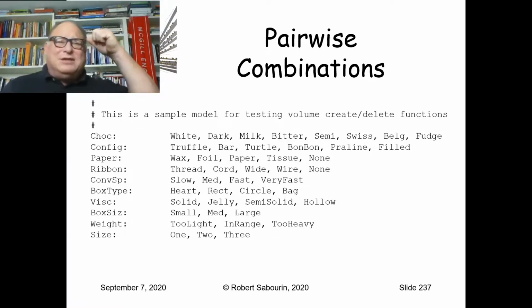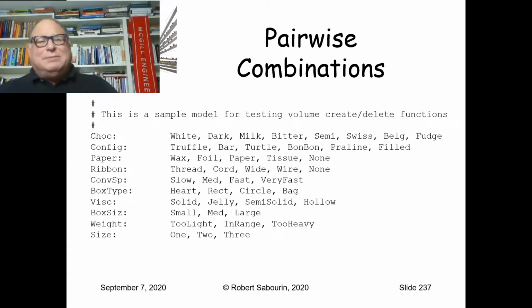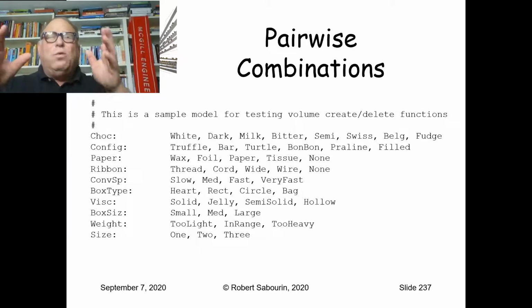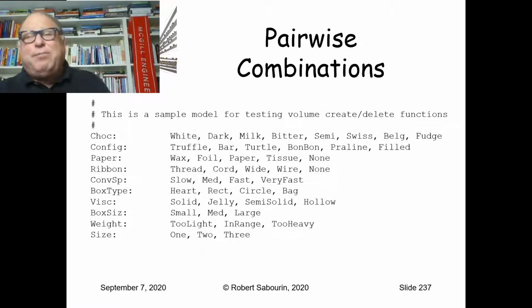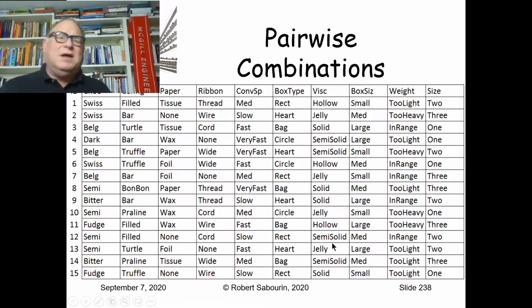I mean, I want to vary the chocolates with the paper. I want to vary the ribbon with the weight. I want to vary the box size with the chocolate types. I want to vary any pairing of those variables against each other and see how does the Rapomatic behave. So it's a question of basically, for me, starting here, what is a reasonable set of pairwise combinations for this?